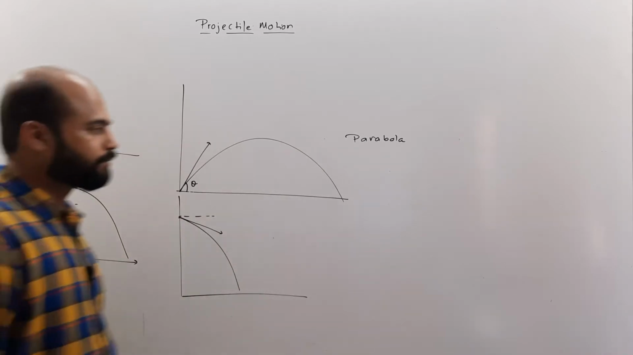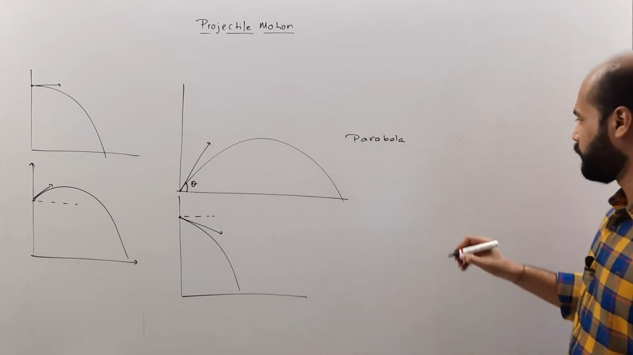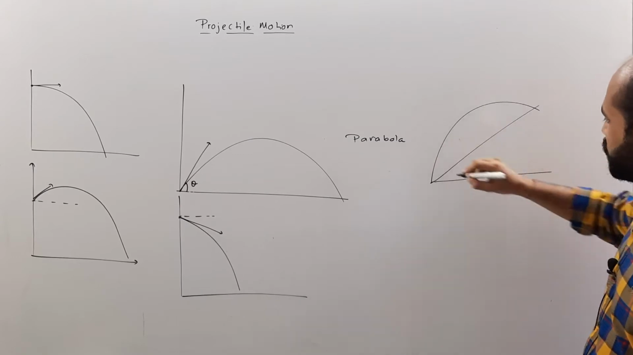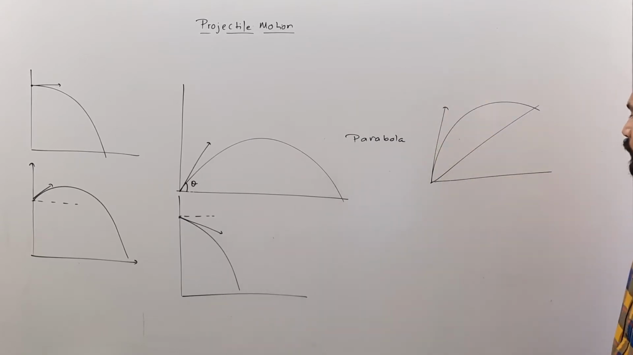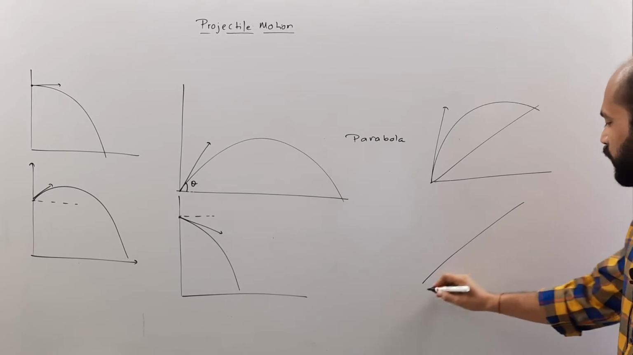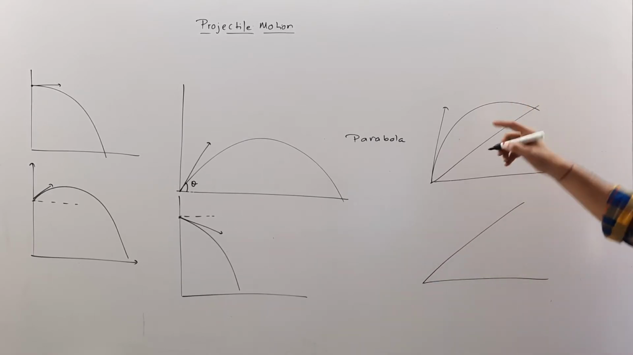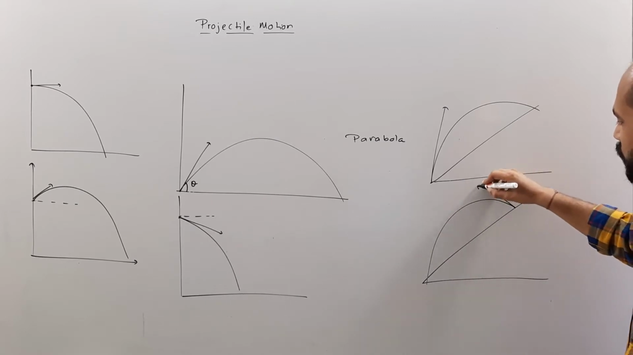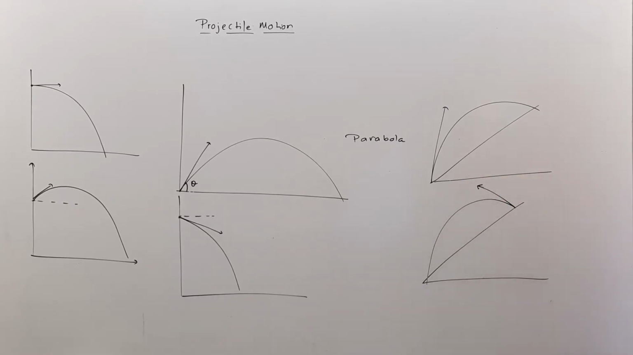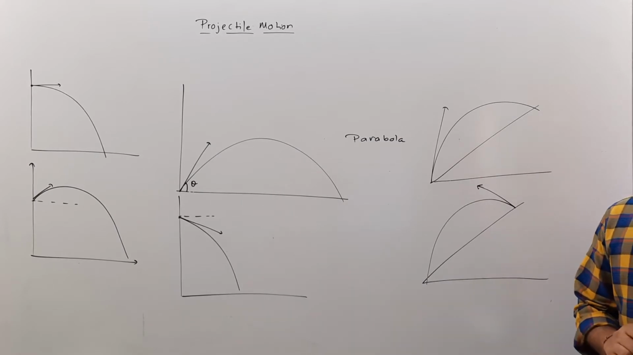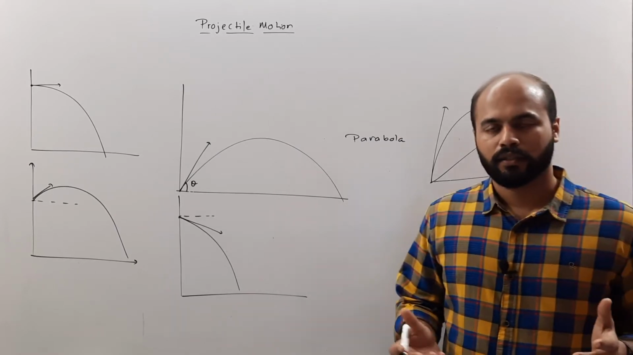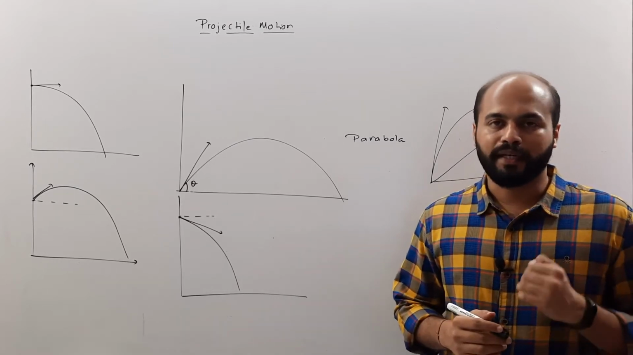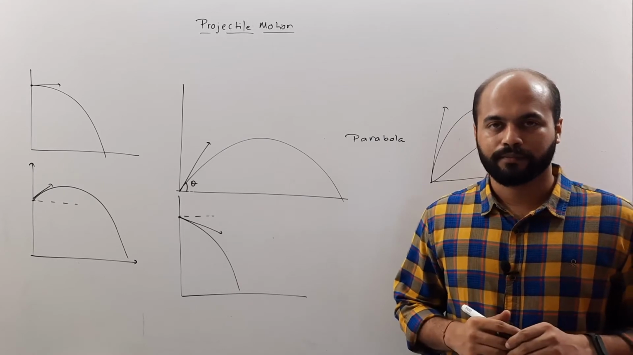The fourth one can be possibly on an inclined plane. Let's say this is an inclined plane, and if this is the projectile, then this can be an upward projectile, or else if the same projectile is thrown from here, then it can look like this, wherein this is the direction of projection. So these are the different kinds of projectiles that we can expect, and now we will analyze the projectile motion in detail with the help of equations.